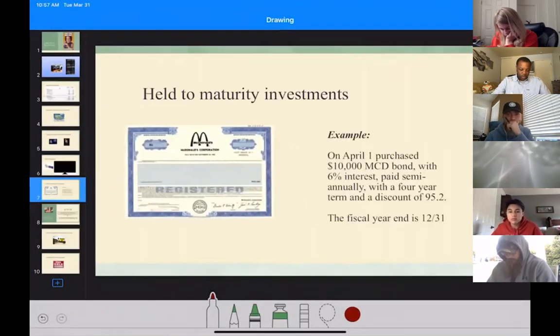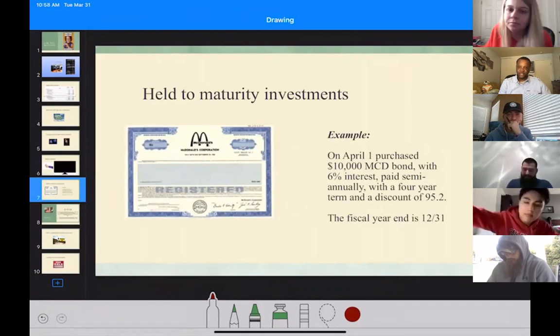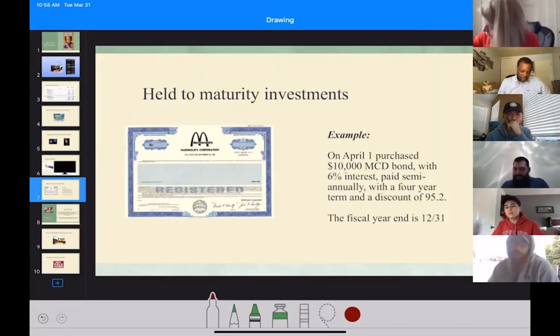I'm going to do one more example, and then after we do this example, we're going to go into some breakout rooms, and you all are going to get to do an example on your own. How exciting.